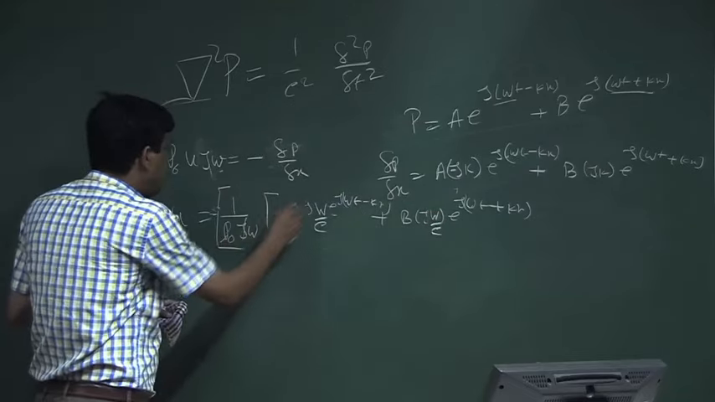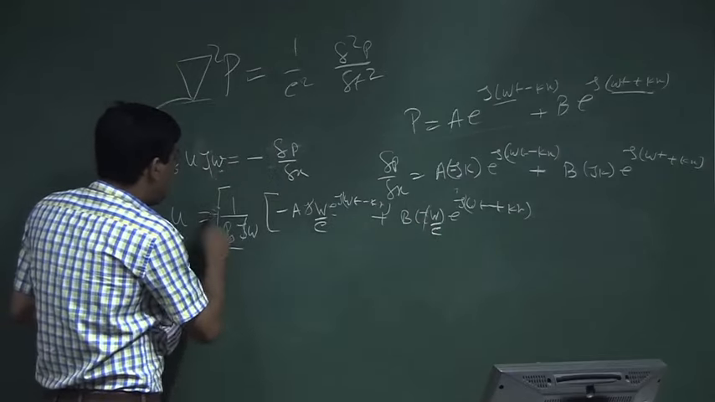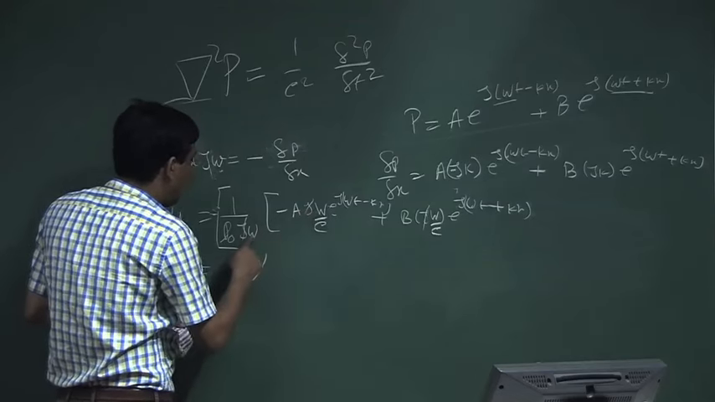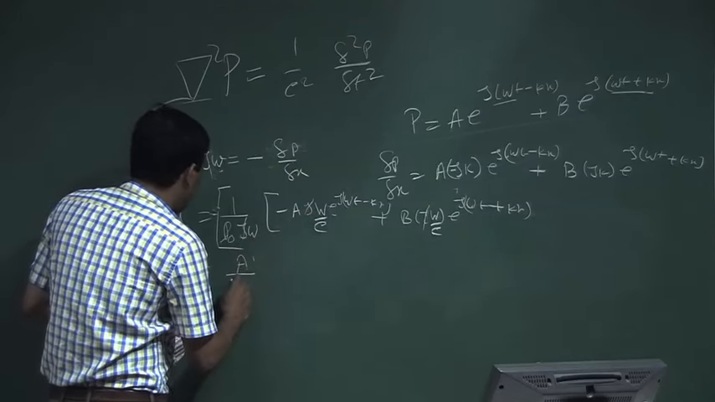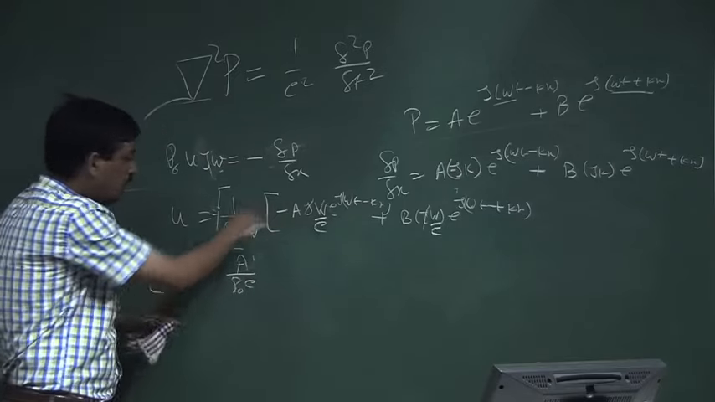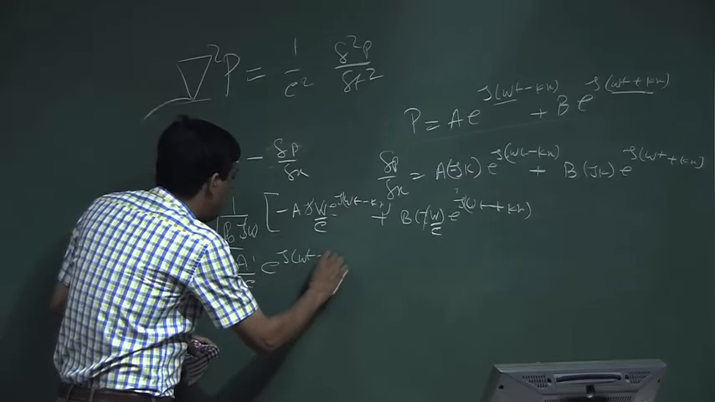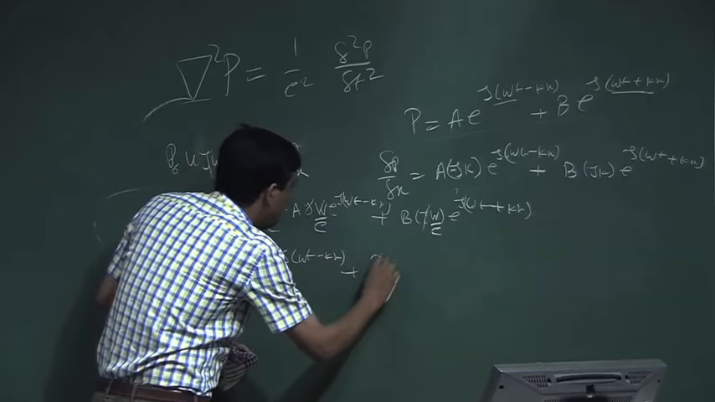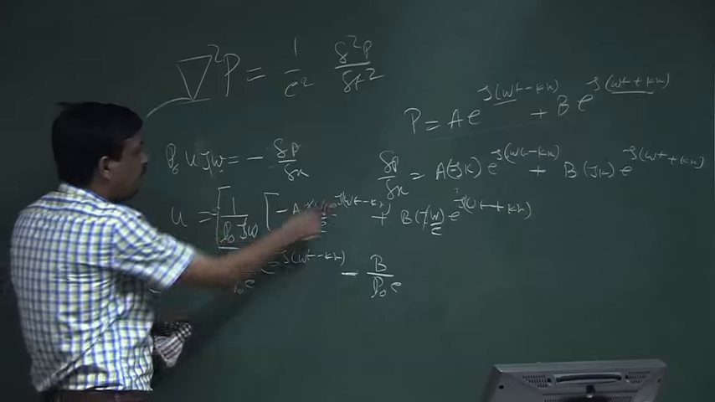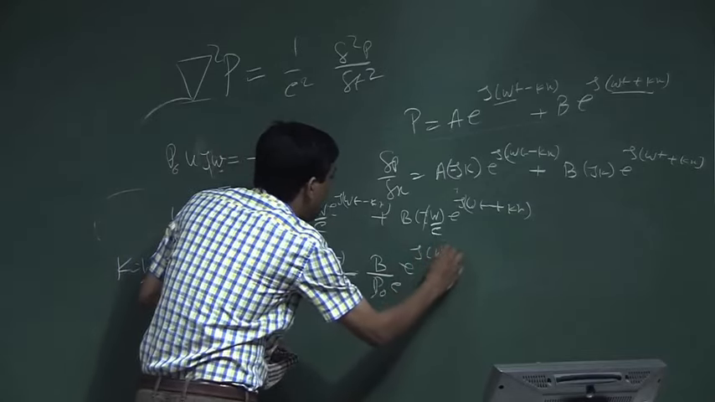Now, j will be cancelled. All j will be cancelled, and omega and omega will be cancelled. So, it is a by rho c. It is minus a by rho c e to the power j omega t minus k x, plus b by the same rho c; this will not be plus, it will be minus, because the minus is created, minus b by rho c e to the power j omega t plus k x.